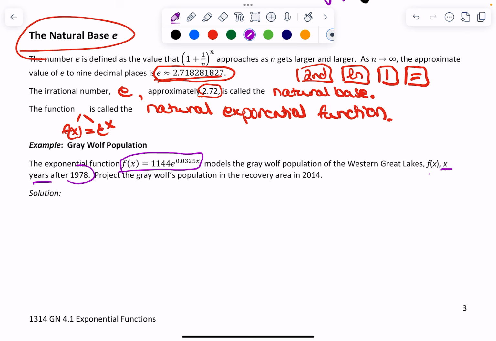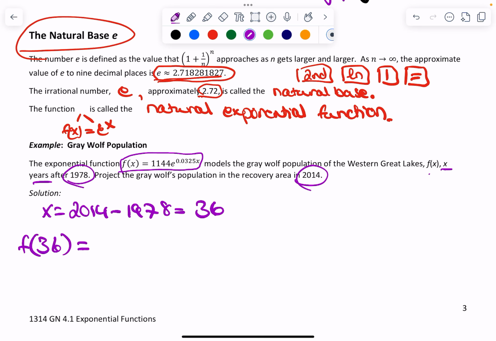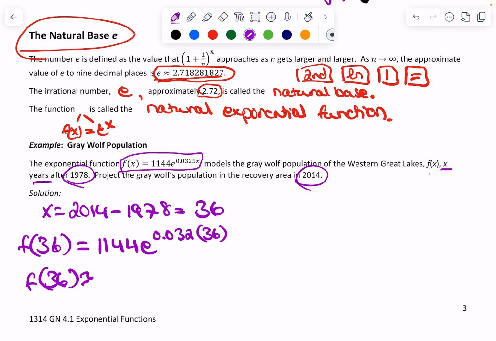So 1978 and 2014, we need to calculate what our x is. 2014 minus 1978 is going to be 36. So we're going to plug in 36 where the x is and do 1144 times e to the power of 0.0325 times 36.